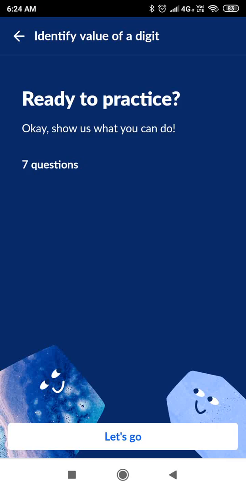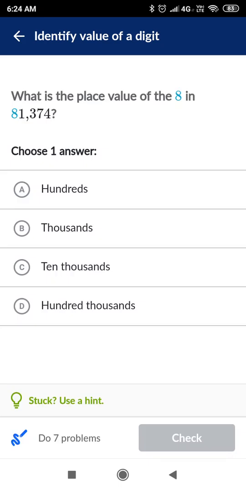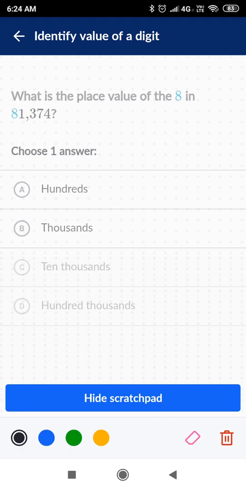Identify value of a digit. We have learnt about place values of a digit. So here we have to identify the place value of different digits. In this sum, we have to identify the place value of 8.